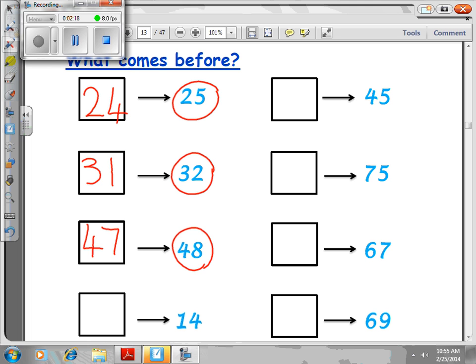The next example, this is number 14. 1 and 4, 14. What comes before 14? Let's count. After 10, 11, 12, 13, 14. So what's the number that comes before 14? Yes, it's 13. How can I write 13? 1 and 3, 13.